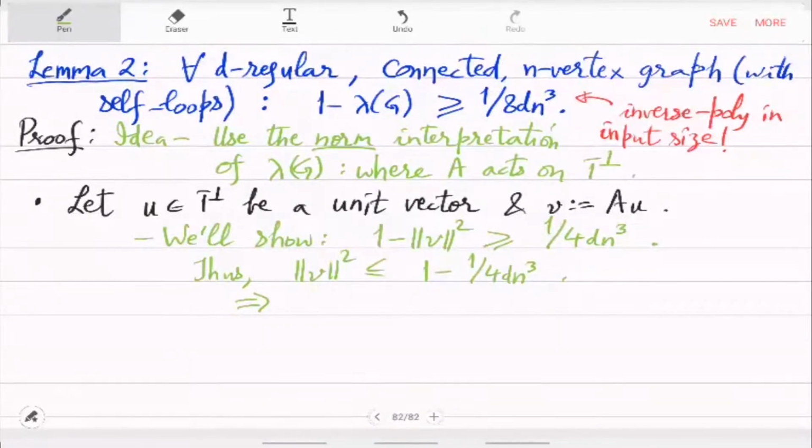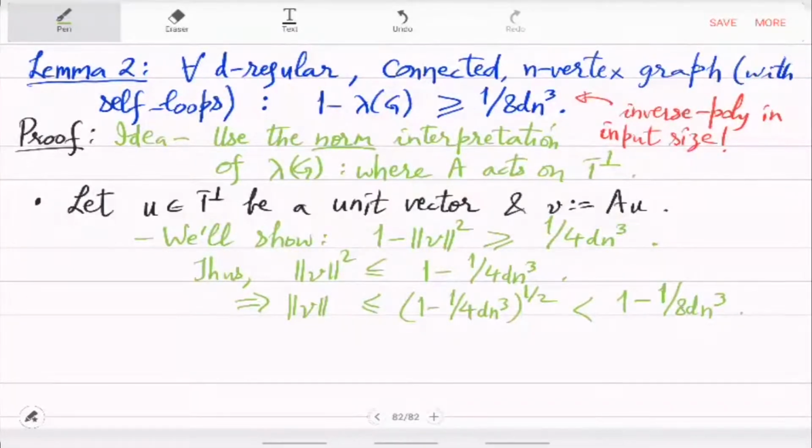So v bar is less than or equal to the square root of the above, and which is smaller than... so this is the sequence of some of the basic landmarks we will have in the proof.